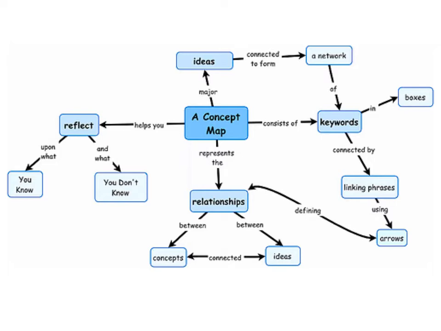So at the center, we've got what it is that fundamentally this is about. This is fundamentally about the concept map, right? And so in a concept map, what we might be considering is the major ideas that make up whatever that concept is. And then once we've got those major ideas, we might connect them together to form a network. And that network would be a network of keywords. So that's why we can also say that a concept map consists of keywords.